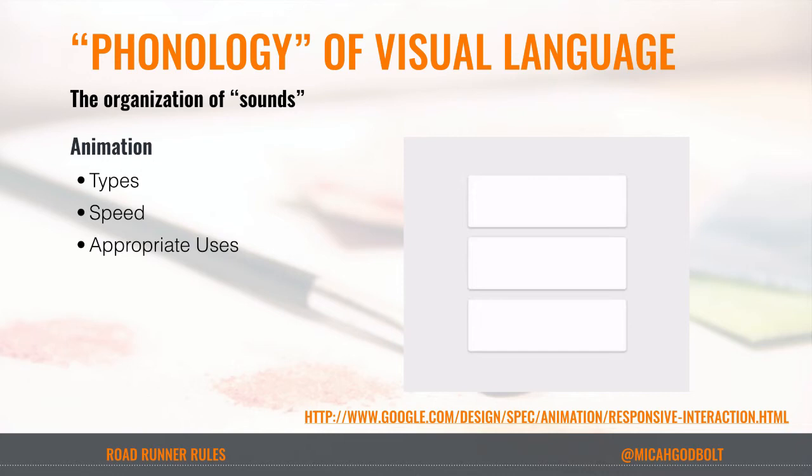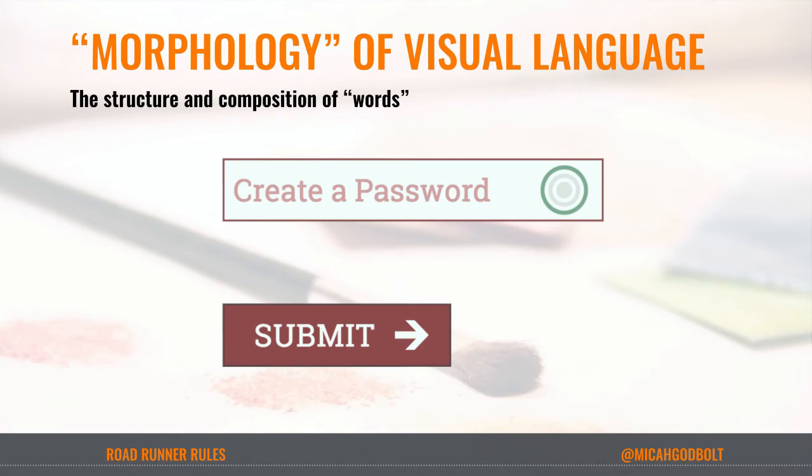So we move up a step. We've got all of our phonemes figured out. How can we combine those together to create words? What is a word in a visual language? Well, here's 2 different words. There's an input box, a submit button. You might call that input box like a noun and submit like a verb. Hey, that kind of works as a parallel.